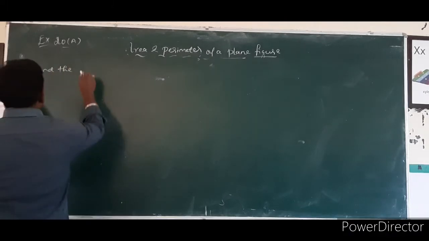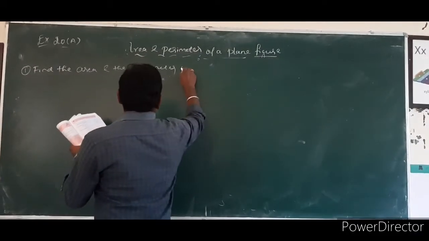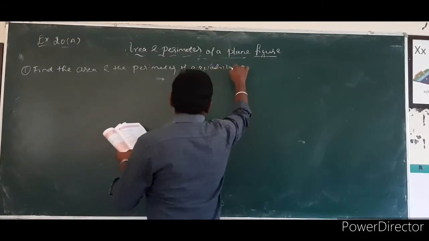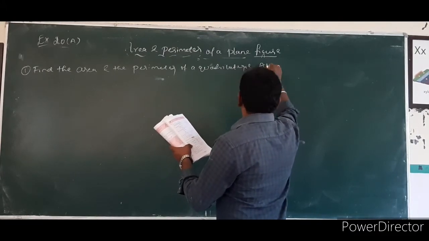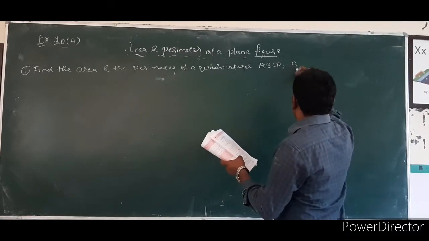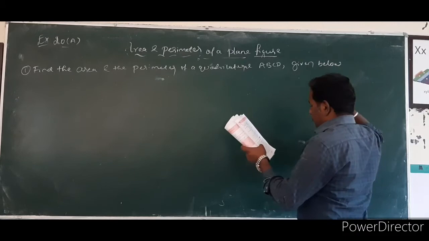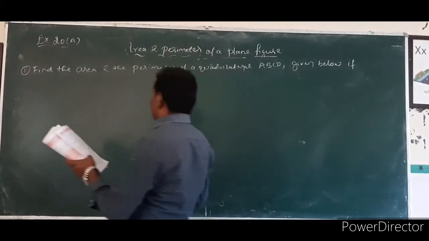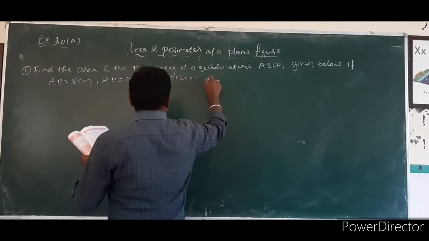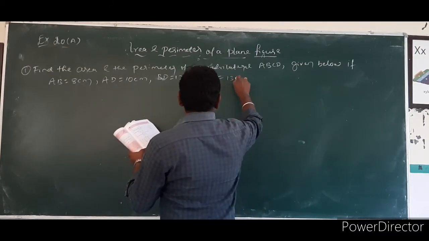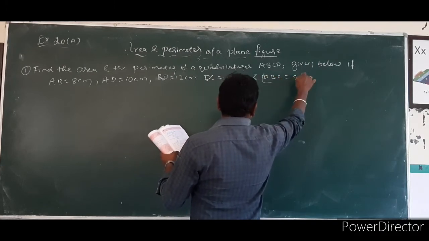Find the area and the perimeter of a quadrilateral ABCD given below, if AB is equal to 8 centimeter, AD is equal to 10 centimeter, BD is equal to 12 centimeter, DC is equal to 13 centimeter and angle DBC is equal to 90 degree.